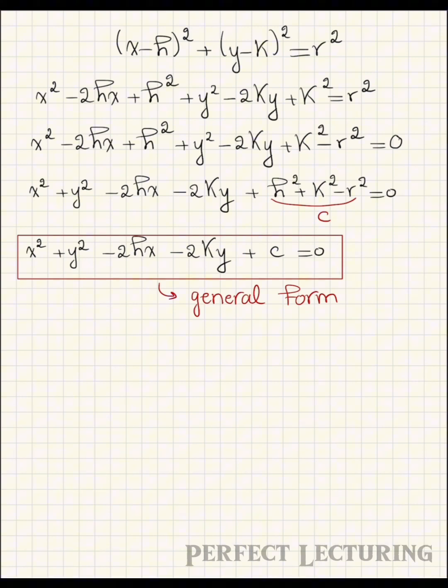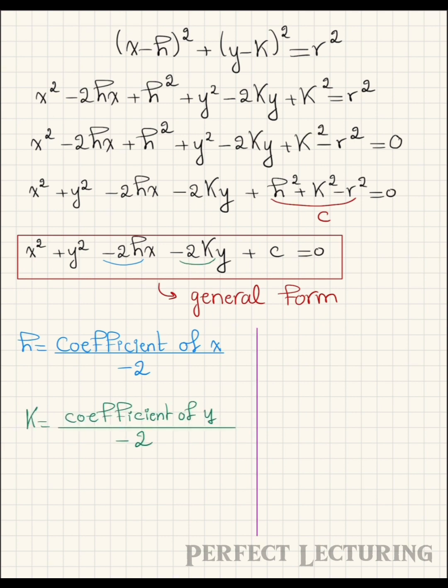Now, if we look at the terms of this equation, we notice the following. The x-coordinate of the center of the circle is the coefficient of x divided by minus 2. And the y-coordinate of the center of the circle is the coefficient of y over negative 2. Moreover, in order to find the radius of the circle, we use this relation. So we have c equals h squared plus k squared minus r squared, which means r is equal to the square root of h squared plus k squared minus c. And this is how we extract the center and the radius of a circle from the general form.